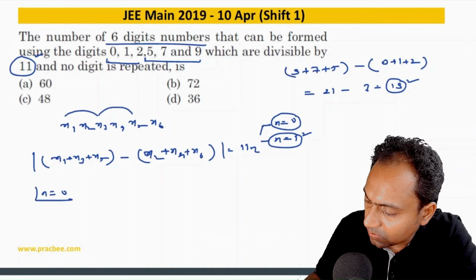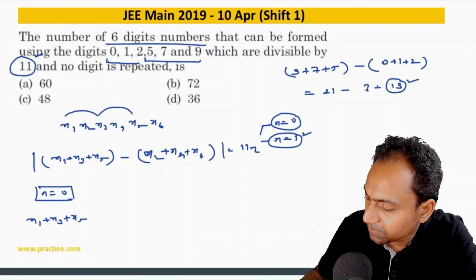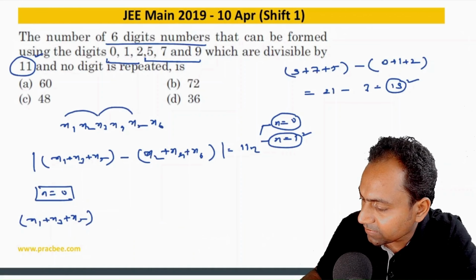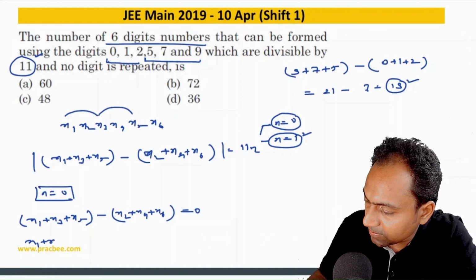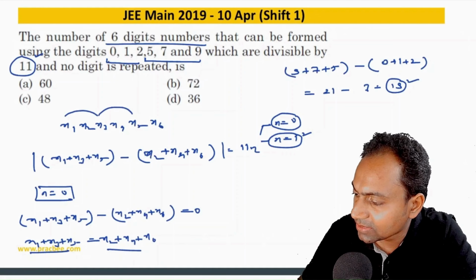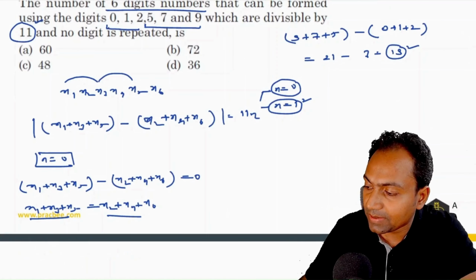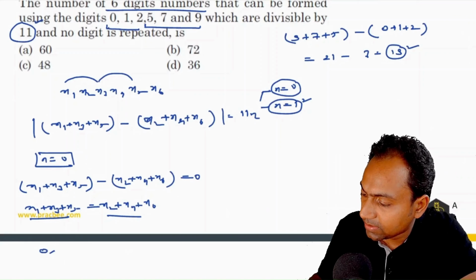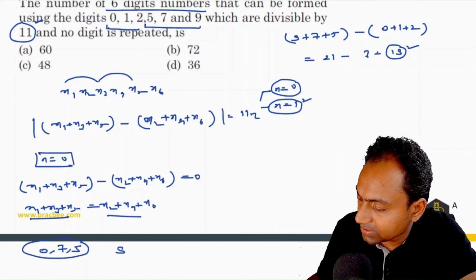If I take n equal to 0, in that case, x1 plus x3 plus x5, and if I subtract this from x2 plus x4 plus x6, their difference should be equal to 0. That would mean x1 plus x3 plus x5 should be equal to x2 plus x4 plus x6. Now see, the question clearly says that we have to make this number using 0, 1, 2, 5, 7, 9. So if I try and make pairs, let us keep 0, 7 and 5 in one group. And another group I can consider is 9, 2 and 1.